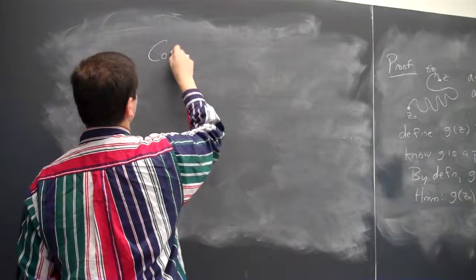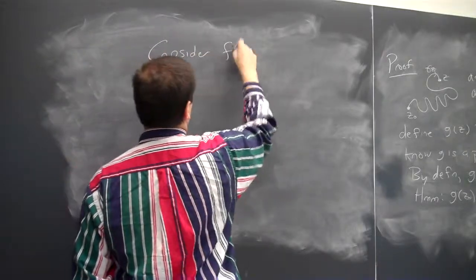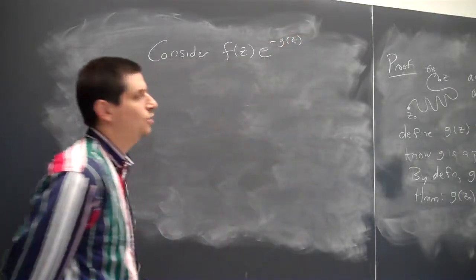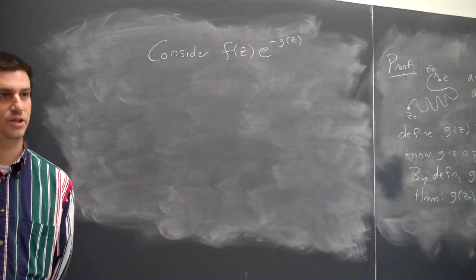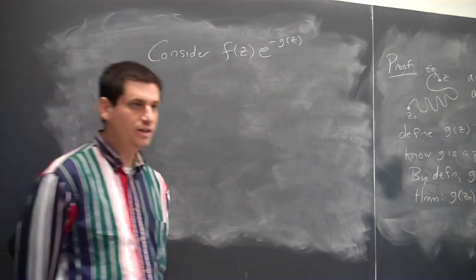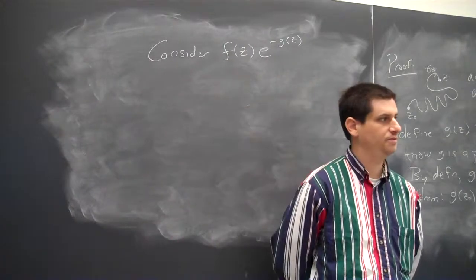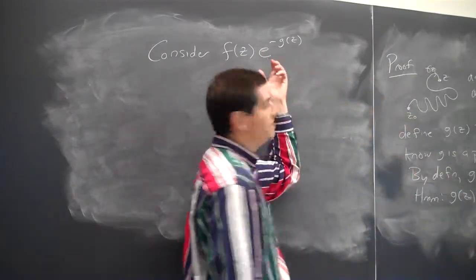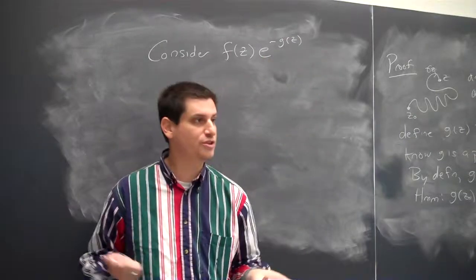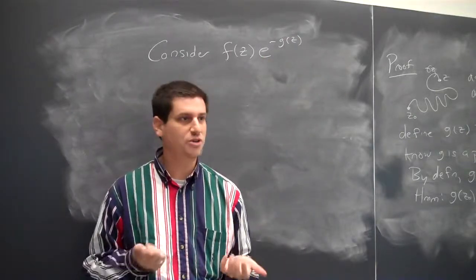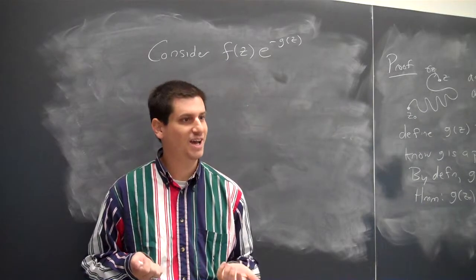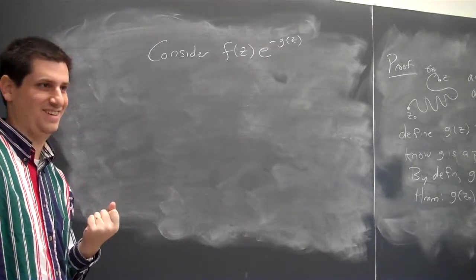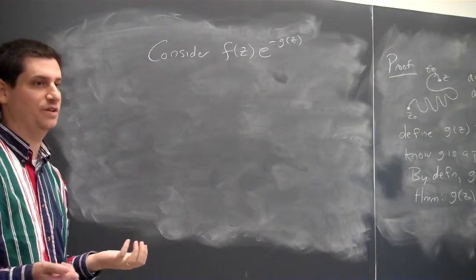So let's consider F of Z e to the negative G of Z. What should that equal? That should equal 1. How can I show this function equals 1? I believe F is e to the G, so I'm multiplying by e to the minus G, so this should be 1. So I'm asking you, how do you show a function is 1? Take the derivative at 0. So if we take the derivative, that almost is enough. And then show it's 1 at 1 point.